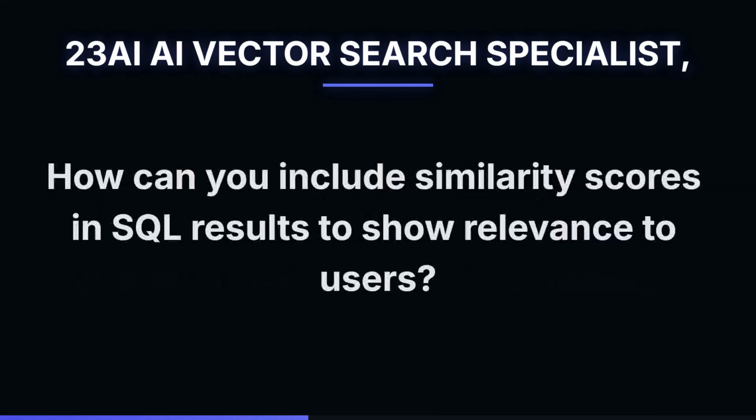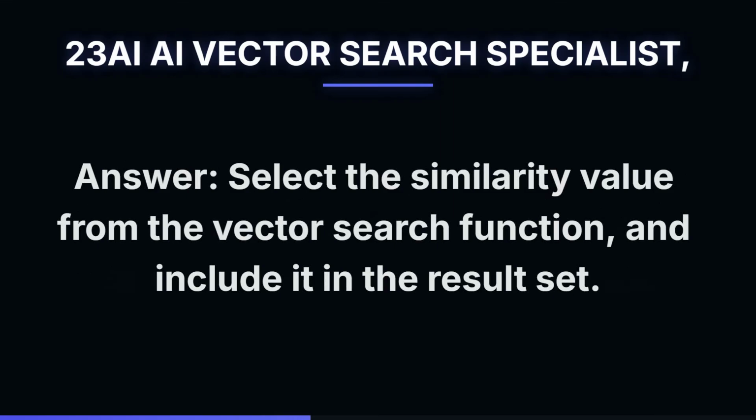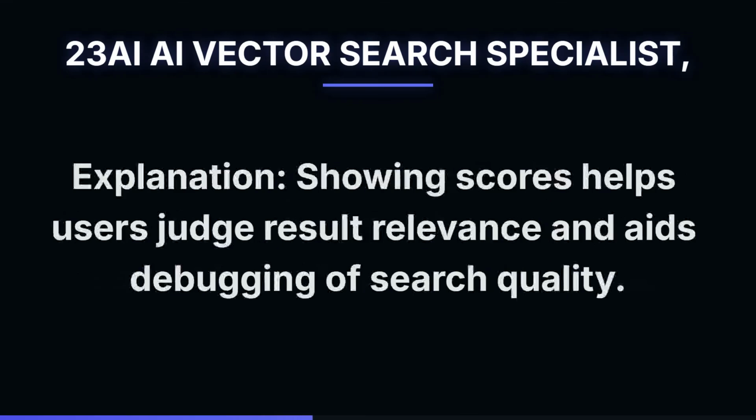5. How can you include similarity scores in SQL results to show relevance to users? Select the similarity value from the vector search function, and include it in the result set. Showing scores helps users judge result relevance and aids debugging of search quality.